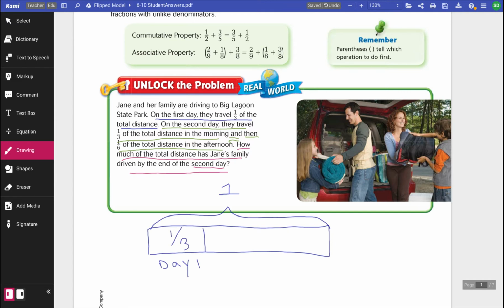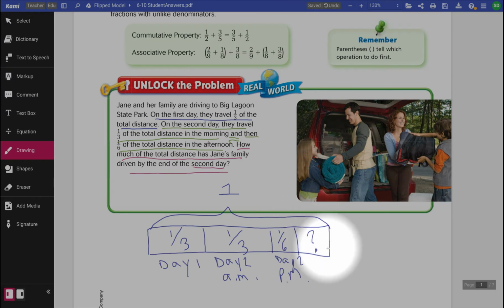On the second day, morning, so I'll call this day 2 a.m., drove another 1/3 of the distance. And then day 2 p.m. drove 1/6 of the total distance. This is what we don't know. How much of the total distance has Jane's family driven by the end of the second day?